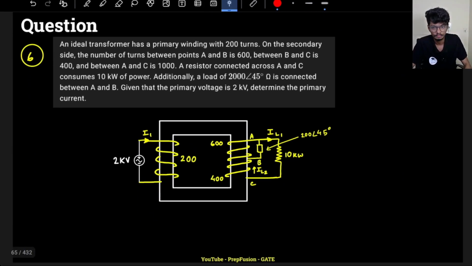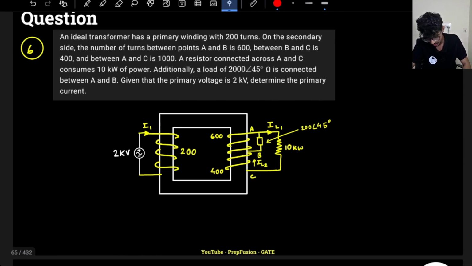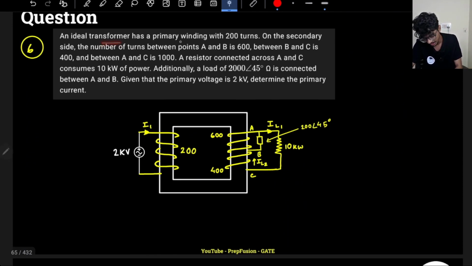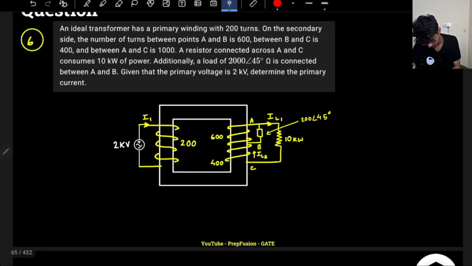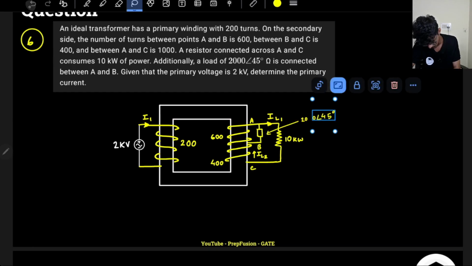So now let's solve another question. We have this question: an ideal transformer has a primary winding with 200 turns. On the secondary side, the number of turns between the points A and B is 600. Sorry, this was supposed to be 2000 voltage.